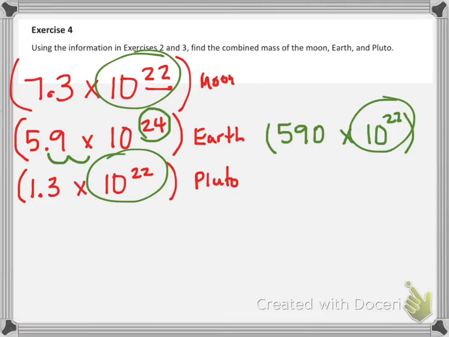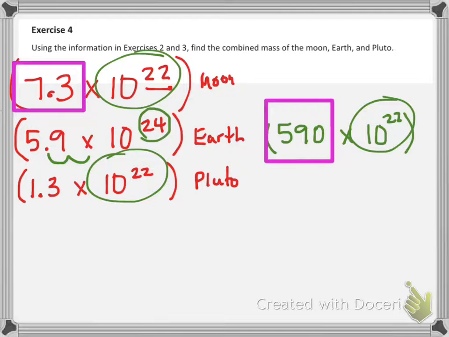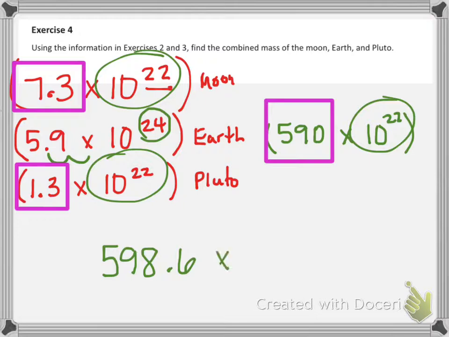So 590, I'm going to add, let me box these up. I'm going to add this 590 and the 7.3 from the Moon and the 1.3 from Pluto. So the Moon and Pluto is going to be 8.6. So I get a total of 598.6 times 10 to the 22nd power.